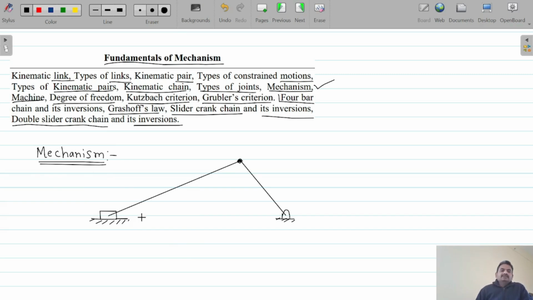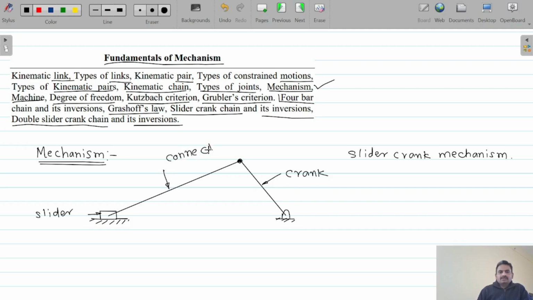So this is a mechanism. This mechanism is known as slider crank mechanism. Now slider crank mechanism consists of a crank, then slider, and an element or link which connects the slider with the crank. So this is known as connecting rod. Let's see the working of this mechanism.